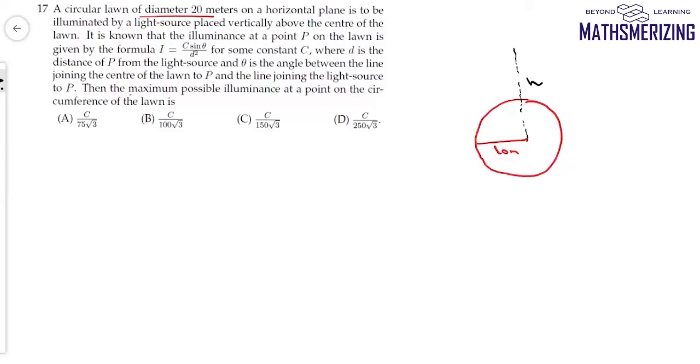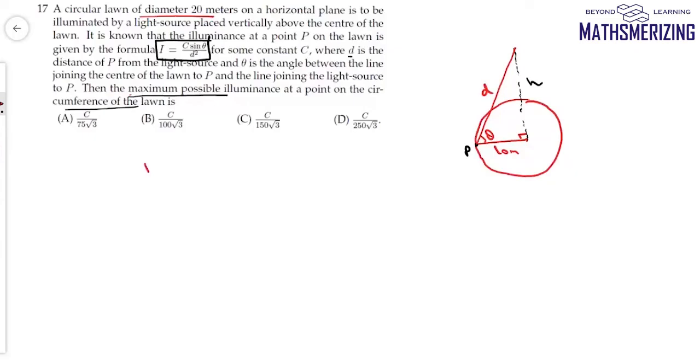Now it is known that illuminance at any point P on the lawn is given by the formula I equals c sin theta upon d square for some constant c, where d is the distance of P from the light source, theta is the angle between the line joining the center of the lawn to P and the line joining the light source to P. We need to find the maximum possible illuminance at a point on the circumference of the lawn. So I'll take this point P. Now this angle is theta, and this angle is 90 degrees, and this length is d.